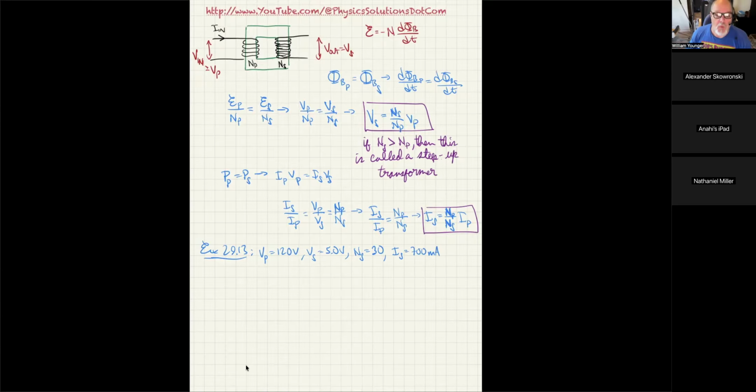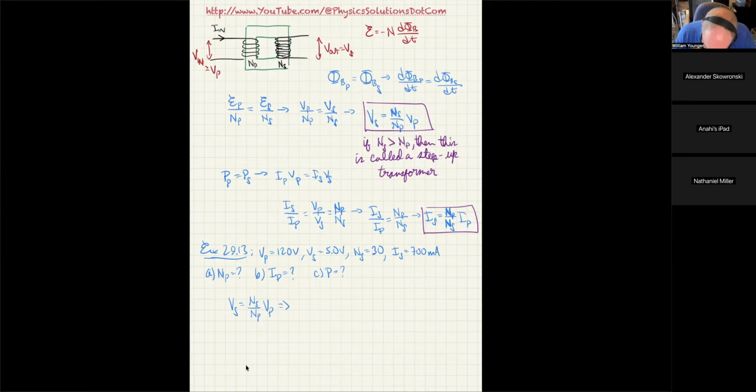What we're asked is, for part A, they want to know N primary, so NP is equal to question mark. For part B, they want to know the current in the primary, so IP is equal to question mark. And then finally C, they want to know power equals question mark. So we're going to use the transformer equation, which says that V secondary is equal to N secondary over N primary times V primary.